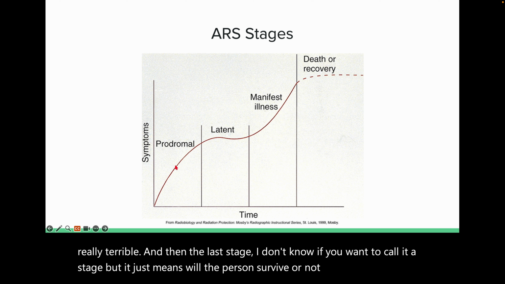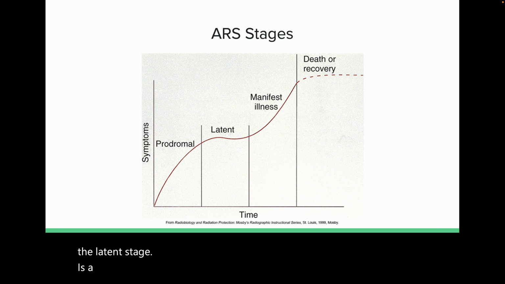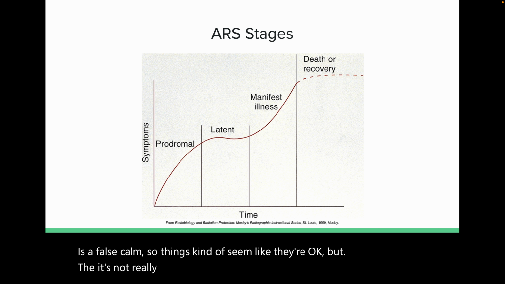Right. So again, there are 4 stages. The prodromal, which is when the symptoms initially appear. The latent stage is a false calm, so things kind of seem like they're okay, but it's not really. And then the manifest stage is when they come back with a vengeance.